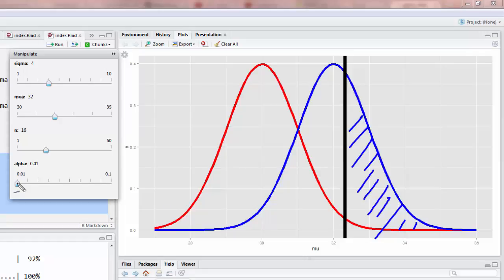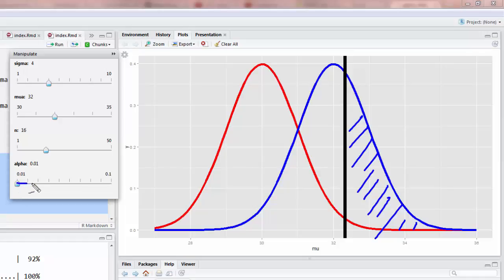And what is this saying? By moving alpha down, we're making it harder to reject the null hypothesis. We're requiring a lot more evidence before we conclude the alternative is true. That simply results in less power. Now it's got a lower type 1 error rate, but a larger type 2 error rate and a lower power.